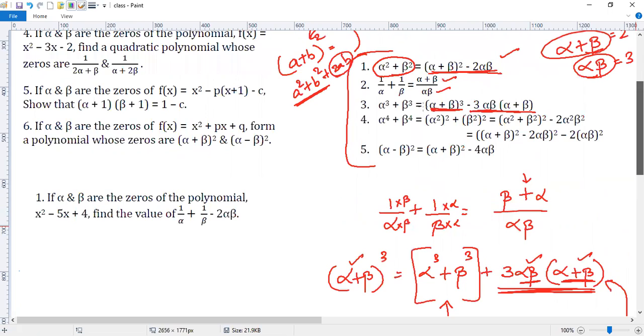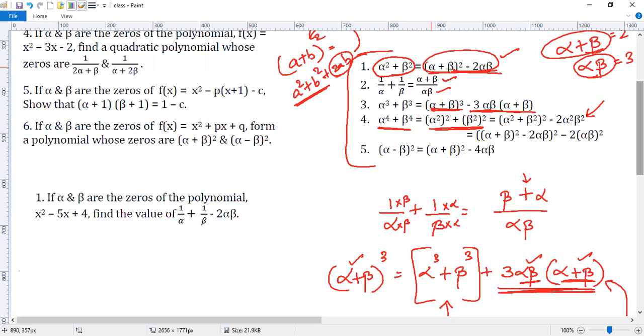Okay. Now alpha power 4 plus beta power 4. We split it further into alpha square to the whole square plus beta square to the whole square. When we split like that, what happens? This appears as if it is like a squared plus b squared, where a is alpha squared and b is beta squared. Right? So in the first step, we simplify once using this first level formula.